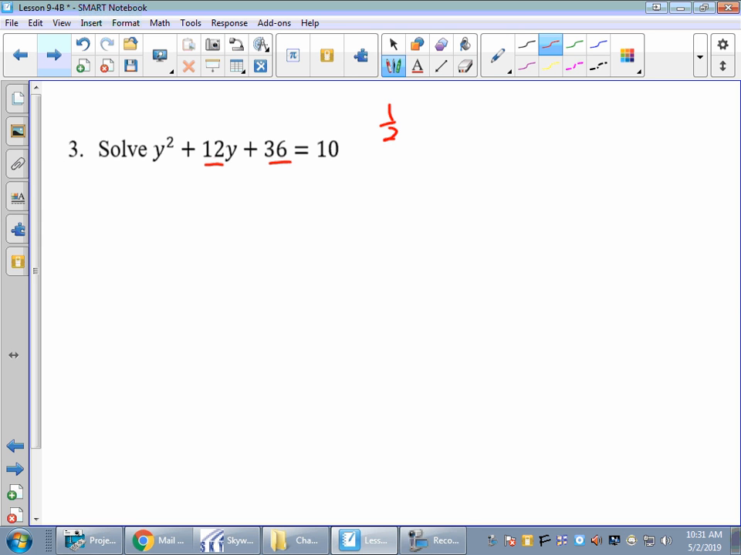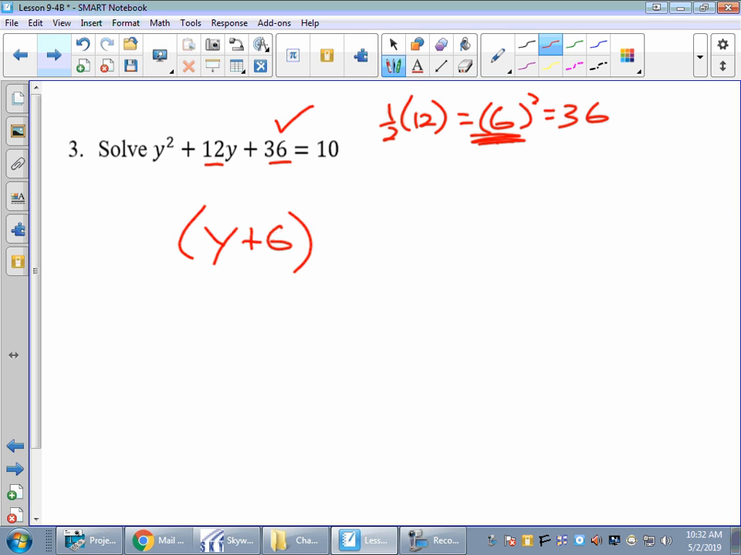What's 1/2 of 12? Well, that would be 6. And then when we square that, we get 36. So hey, it is. So we can check that, make the check mark. So now I can jump right to my factoring shortcut, which says use the variable y plus my half of b, which in this case was this plus 6 over here, squared equals 10. Now I'm looking to use the square root property.